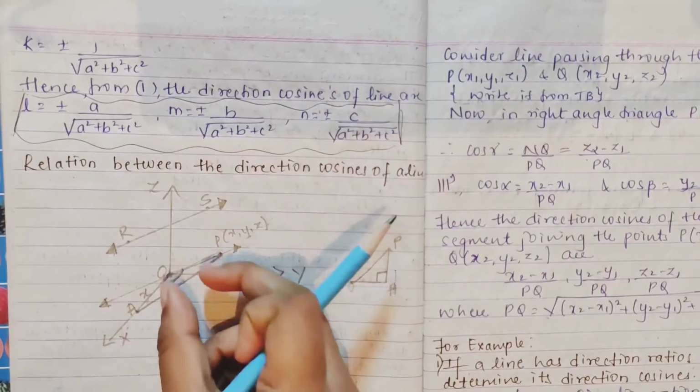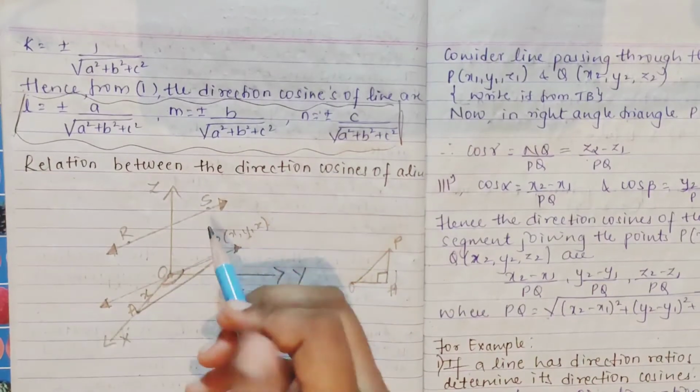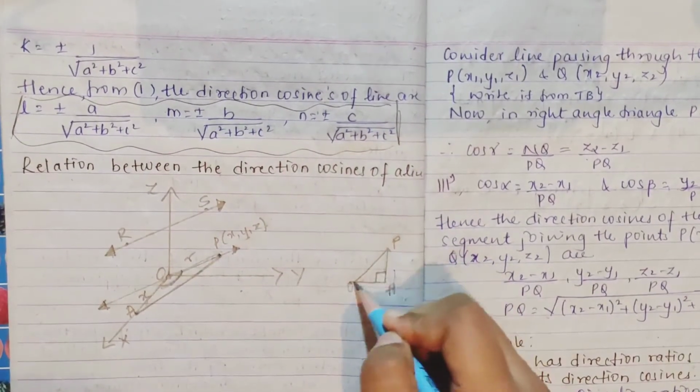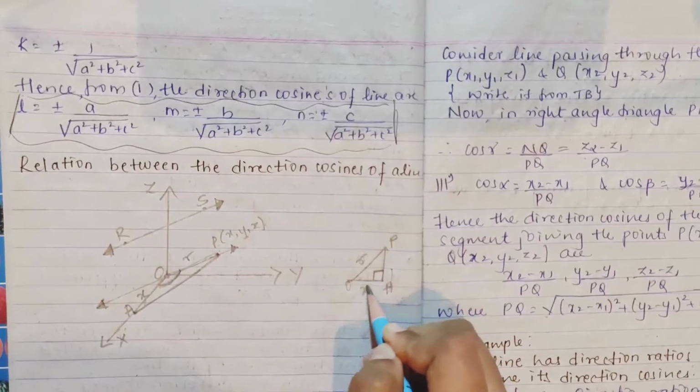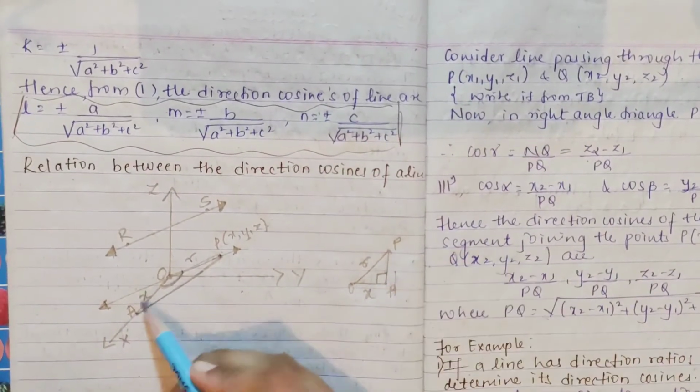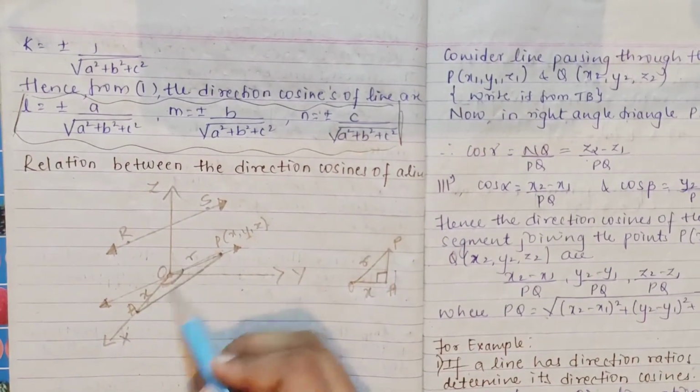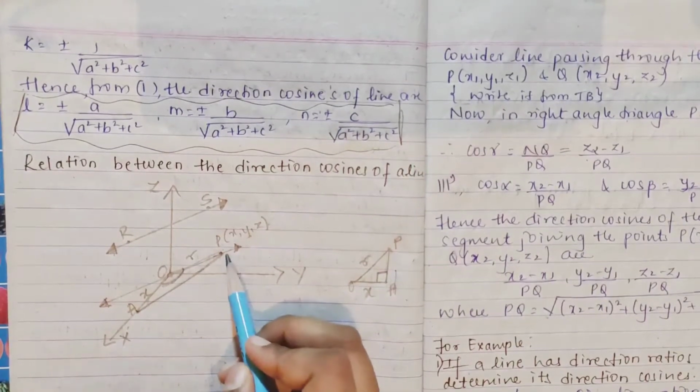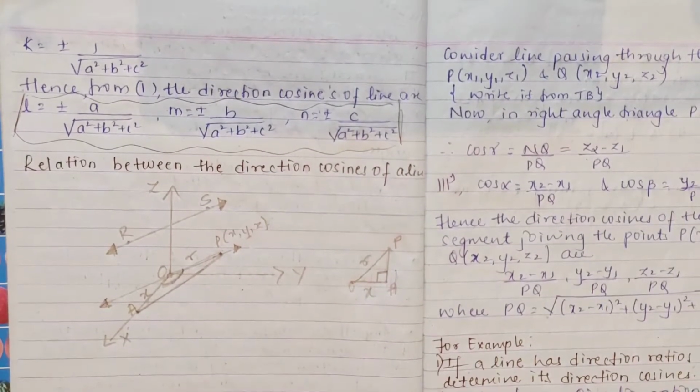And your OP, for your line, OP means this is your R, right? Your OP is R, your OA is x. So your PA, you have to find this, that is your hypotenuse itself. So we're going to write everything down.